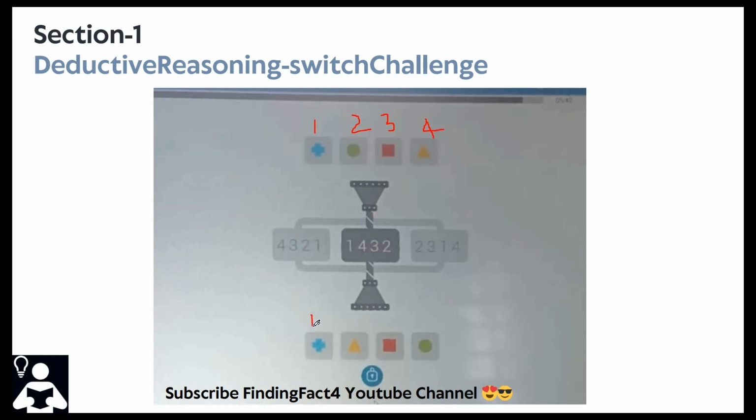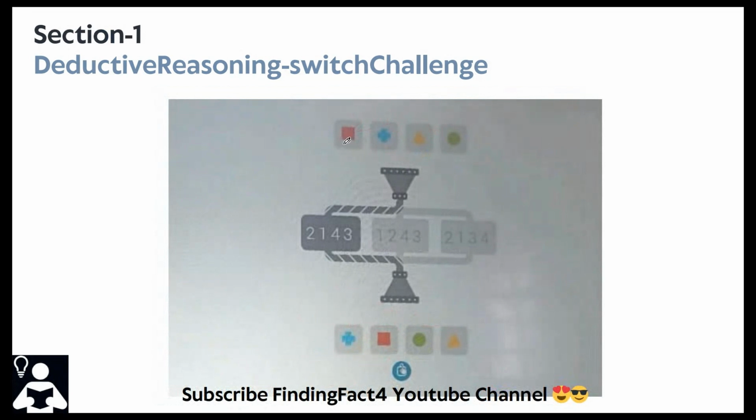And place it over here. Plus as 1, triangle 4, square as 3, and circle as 2. Just need to place the numbers this way, and we get the answer as 1432, and we need to lock the answer. That's it. Let us look into a few more examples.